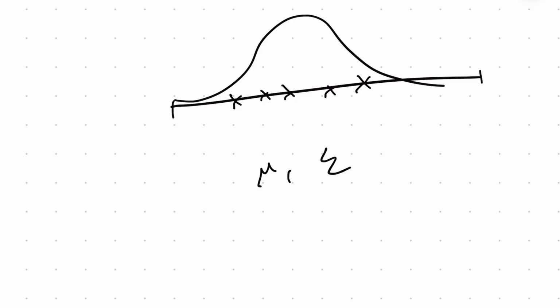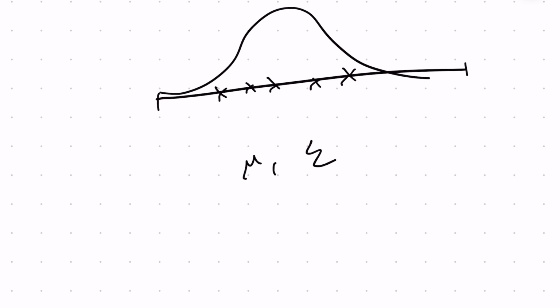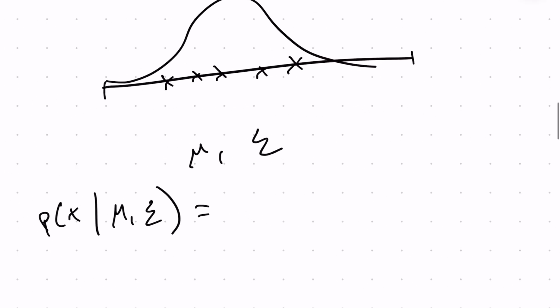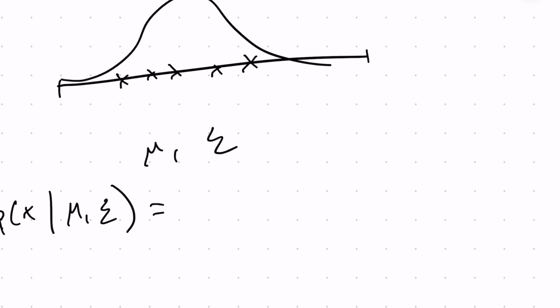Okay, so let's start with the probability of one data point given the parameters, which is the equation for a multi-dimensional Gaussian. So it's like 2 pi, where d is the number of dimensions.